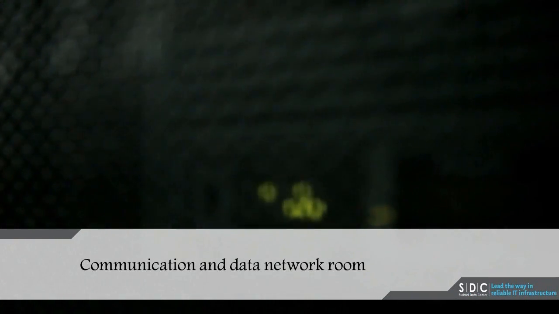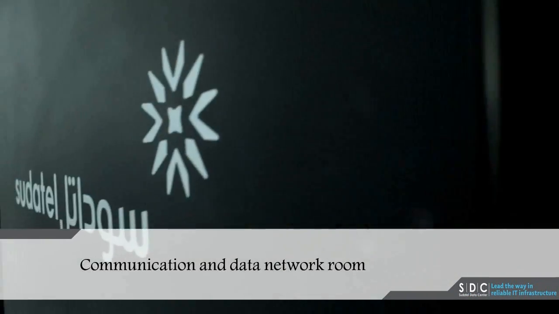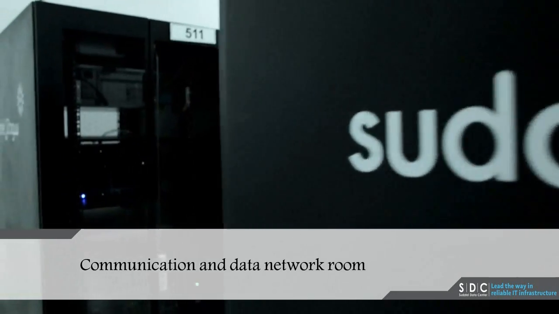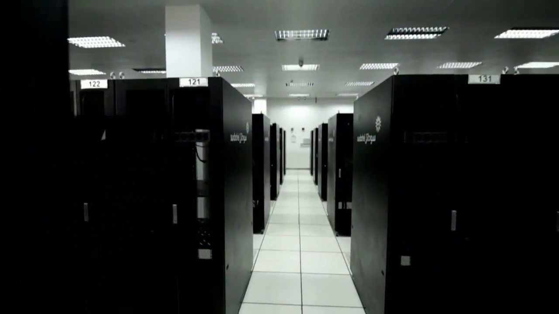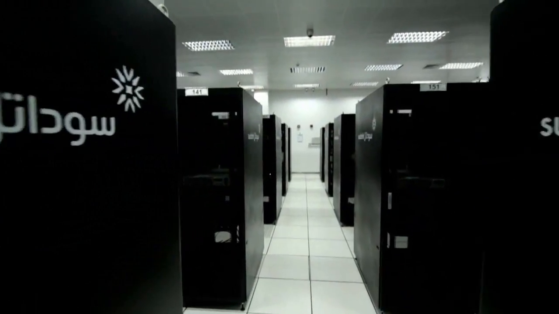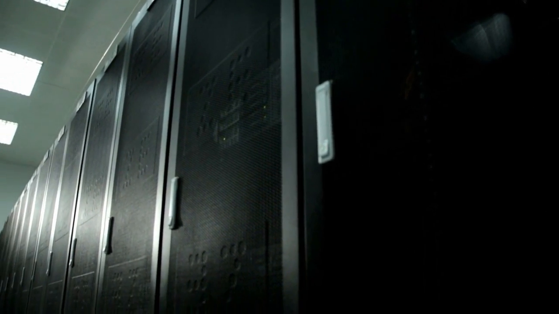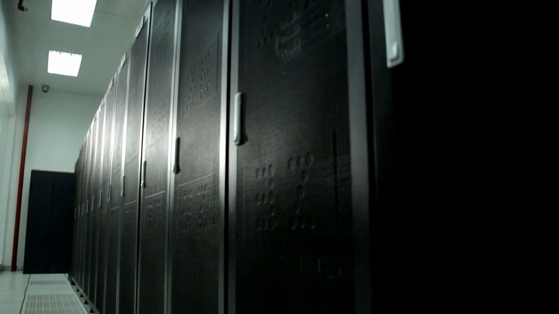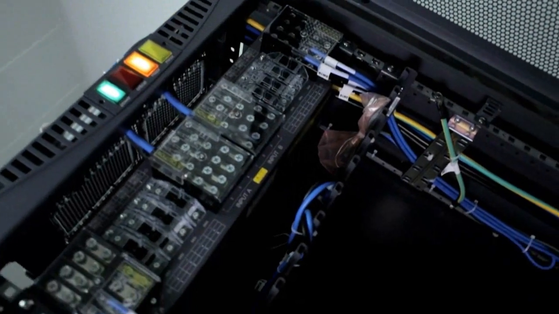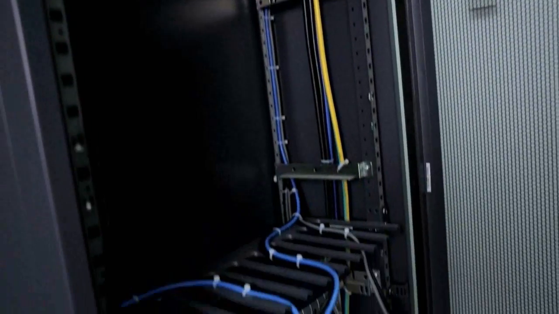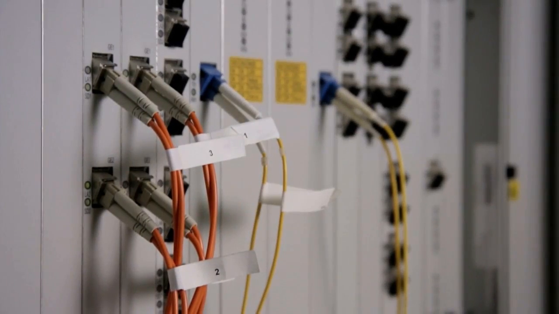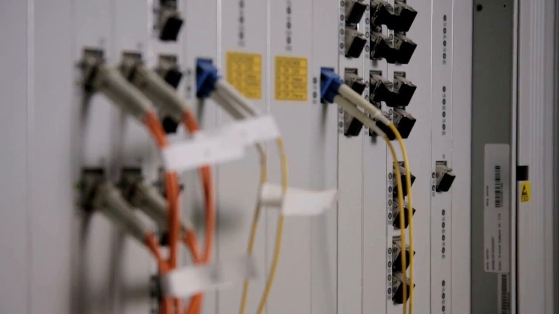Communication and data network room. The communication room is the meeting point between the data center network and other networks through various service providers, while still providing an extra level of protection against connectivity discontinuity. The data network is the heart of the data center, designed with high transfer rate capacity using fiber optic cables, adopting the latest switches and firewalls to support cloud computing and virtual systems.